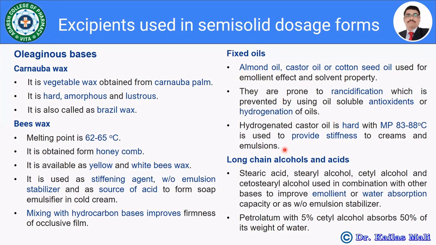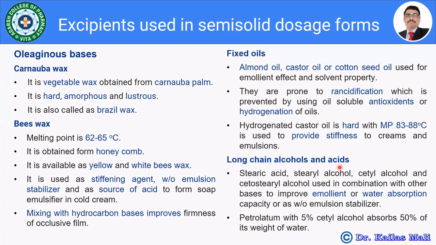Fixed oils are prone to rancidification. If we want to prevent the rancidification, we are supposed to use some antioxidants in the formulation. Antioxidants are the agents which are going to prevent the oxidation of the oil.